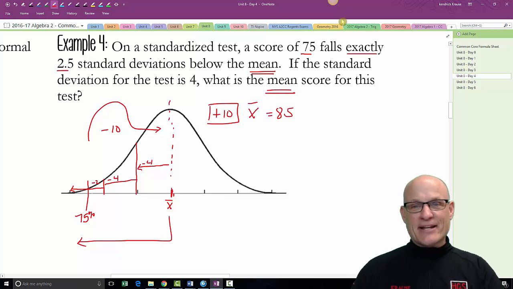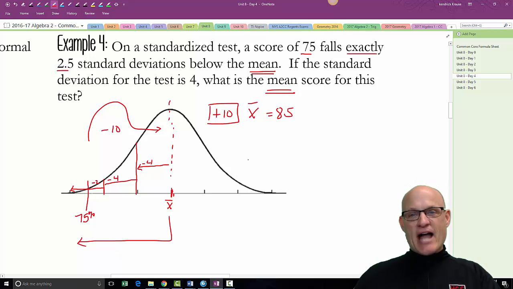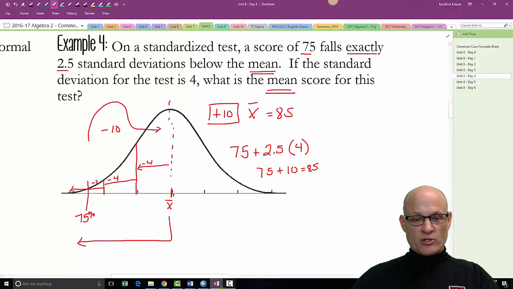Now another mathematical way to do this is to say, okay, I know I'm 2.5 standard deviations below. So if I add those 2.5 standard deviations on, I'll get back to the mean. So I could just mathematically say, take 75 and add 2.5 times the standard deviation, which is 4. Well, this should come as no surprise. This is 75 plus 10, which is 85. All right, we'll keep going in a minute.